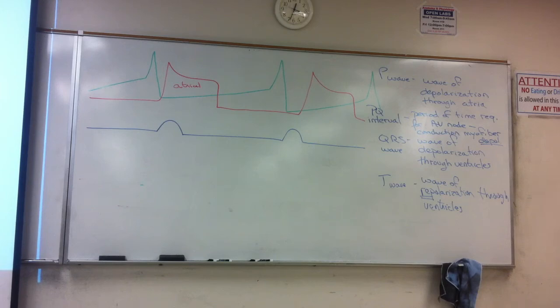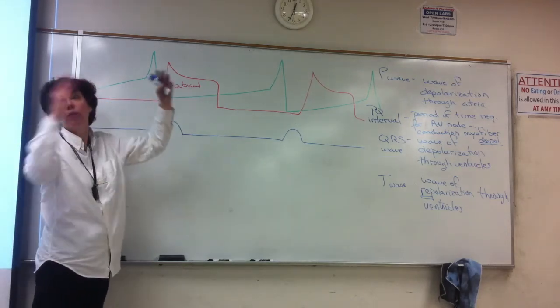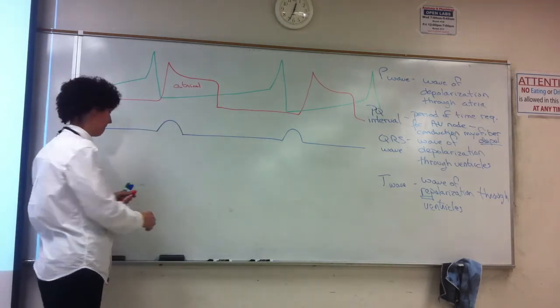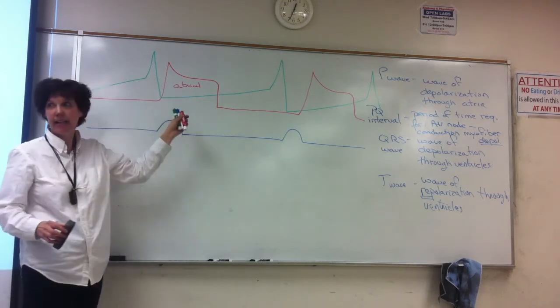Now, let's ignore the P wave, okay, and look at the QRS wave. Again, this is showing one cell rather than the whole atria. Okay? So can I erase this now?